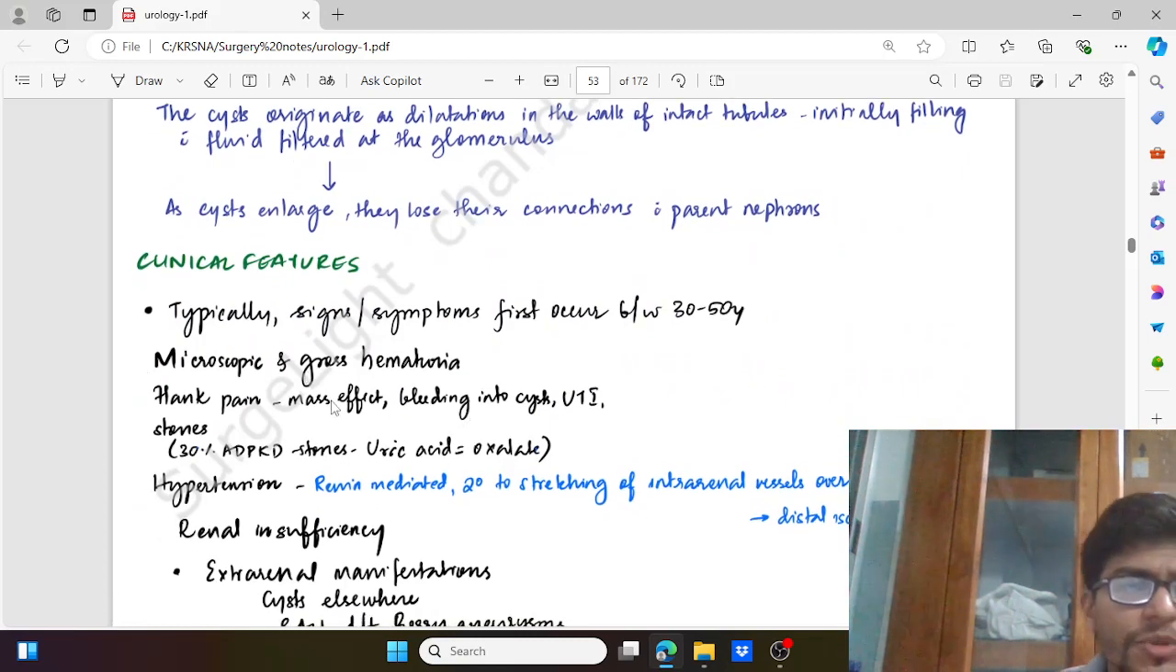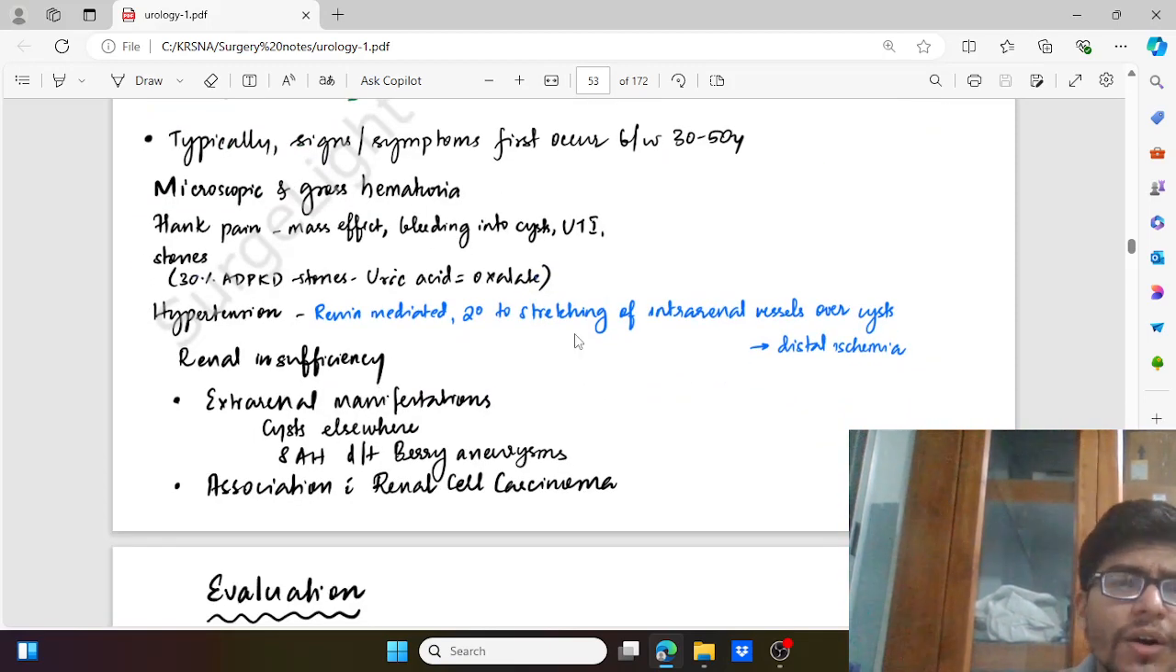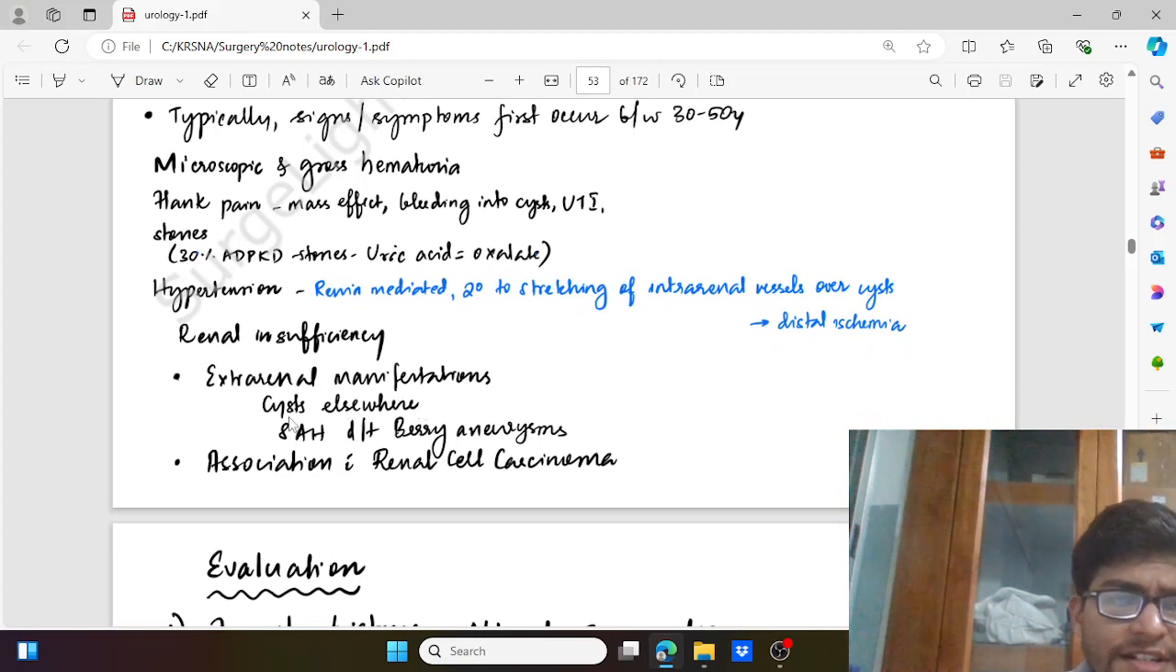Typically, symptoms will be hematuria, could be gross or microscopic, flank pain due to mass effect or bleeding into the cyst, sometimes UTI, stones, and we know that most of these stones are due to uric acid and oxalate, as in 30% cases of ADPKD. Then hypertension, which is due to renin or stretching of the vessels, renal insufficiency, then other extrarenal manifestations causing cranial issues, cerebral issues, and these PCKD cases are associated with renal cell carcinoma.